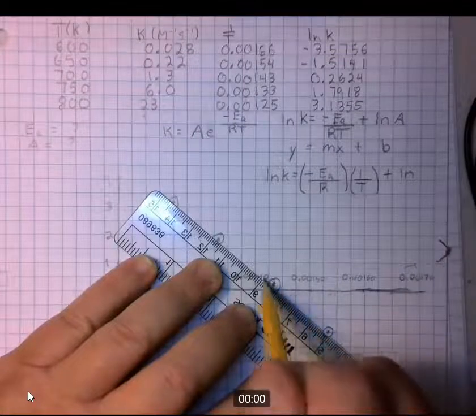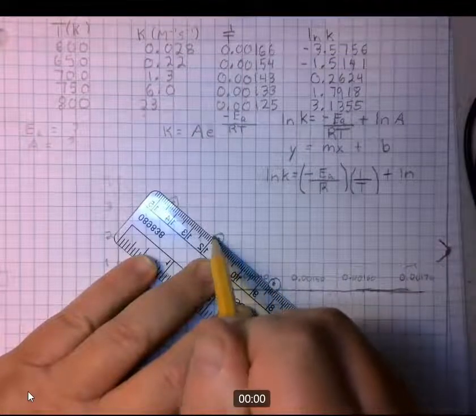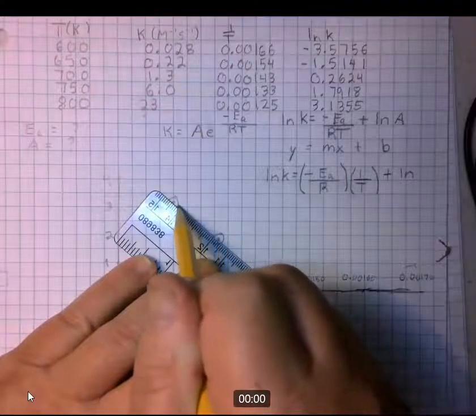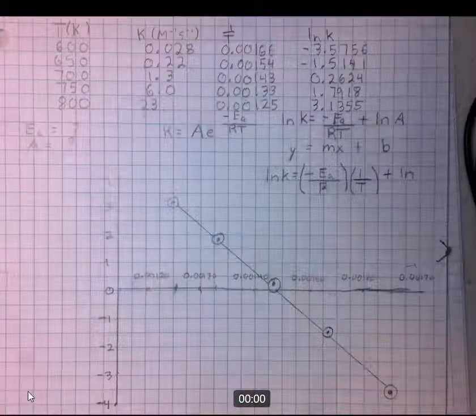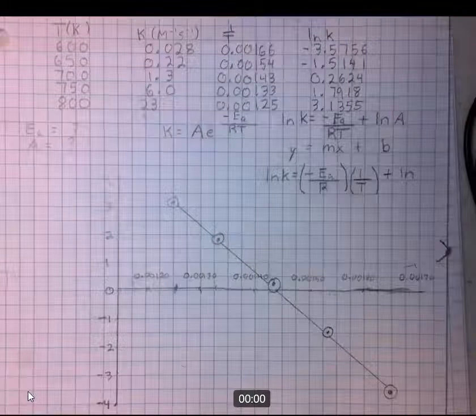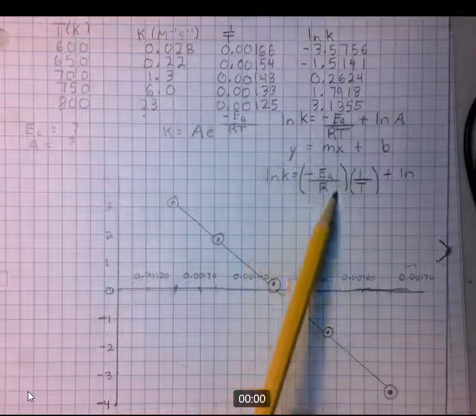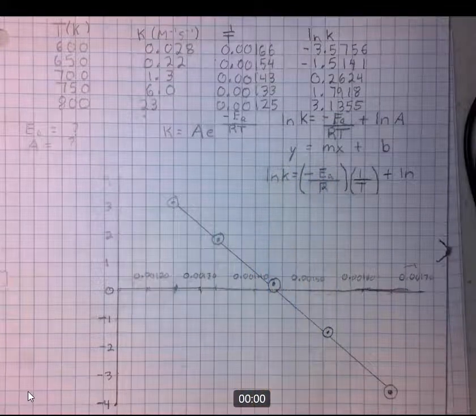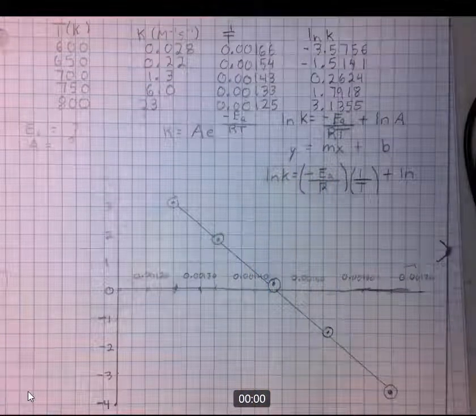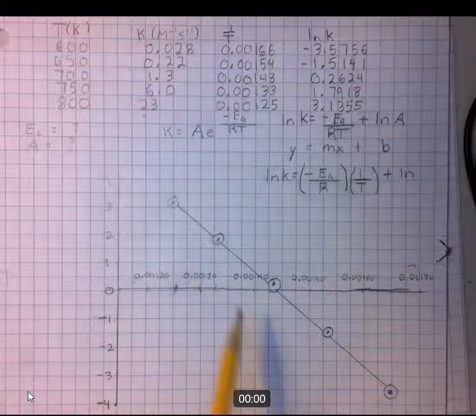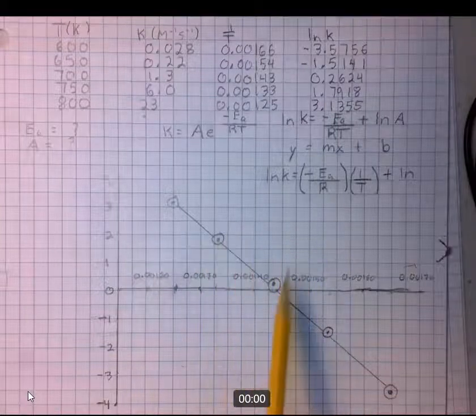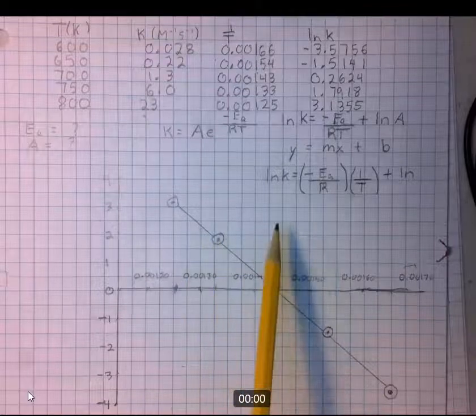So this was the natural log form of the Arrhenius equation. And so we can therefore derive a slope for that. And what would that slope be? That slope is going to be negative EA over R. Okay, so now how do we figure that out? Well, we can get out a ruler and measure, rise over run.